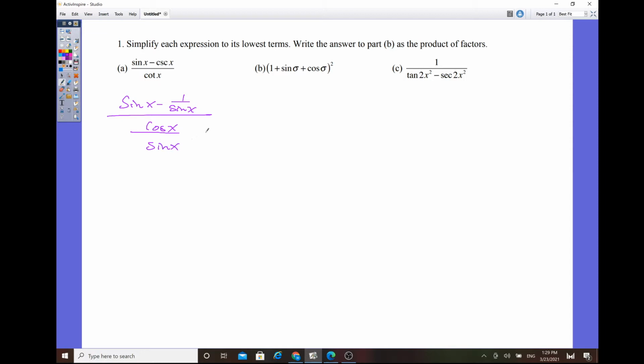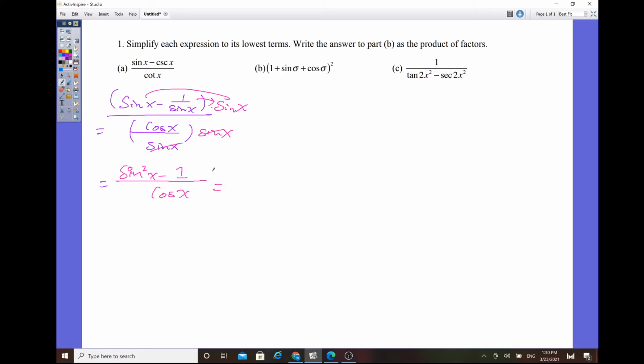And now you might be wondering, it's a complex fraction. So what can we do with complex fractions? We always want to multiply by the LCD. The strategy is called rationalizing. So multiply by the LCD: we have sine of x multiplied by sine of x, top and bottom. On the top, distribute. So we have sine squared of x minus 1, because 1 over sine times sine of x is just 1. And then in the denominator, cross cancel, so we have cosine of x.